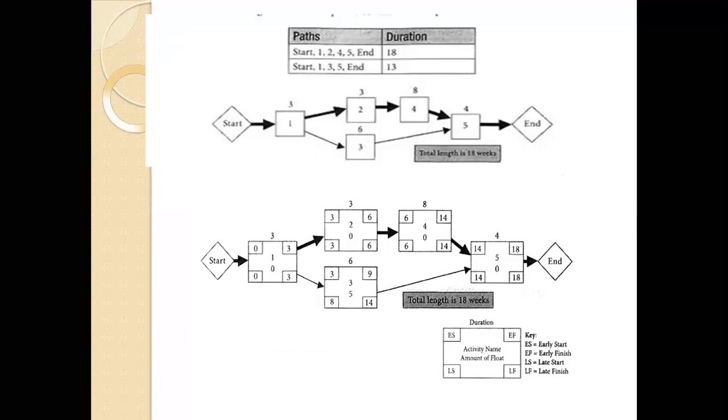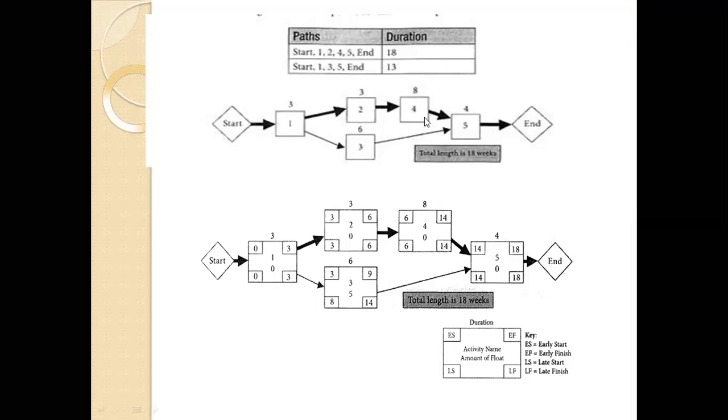See, here you can see the calculation of the critical path. These define the critical path and duration of activities. From the start we are moving towards 1, from 1 to 2, 2 to 4, 4 to 5, and end. You can see this dark arrow. This dark arrow represents the critical path. And there is another path, 1, 3, 5, and it does not involve all the activities, so this is not the critical path. The duration of these activities is 18 days, so the total length is 18 weeks, just because it covers all the activities.